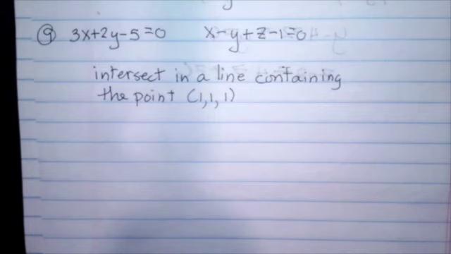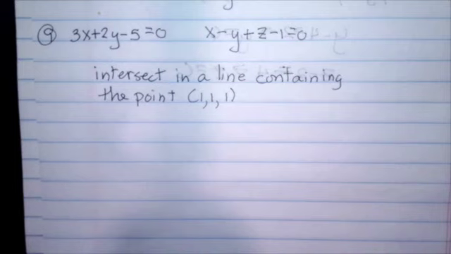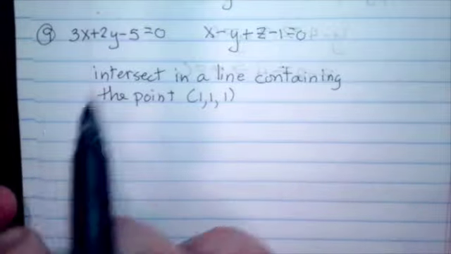In number 9, we're told that the planes 3x plus 2y minus 5 equals 0 and x minus y plus z minus 1 equals 0 intersect in a line containing the point 1, 1, 1. And what we want to do is find a set of parametric equations for the line of intersection. So to find parametric equations, we need not just a point on the line, but direction numbers for that line. In other words, we need a vector that is parallel to that line of intersection.